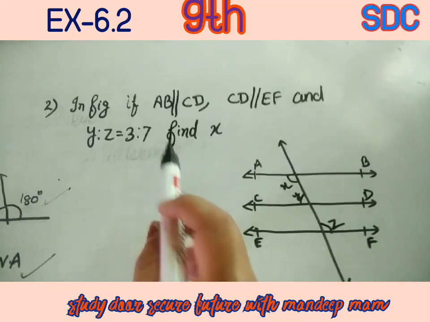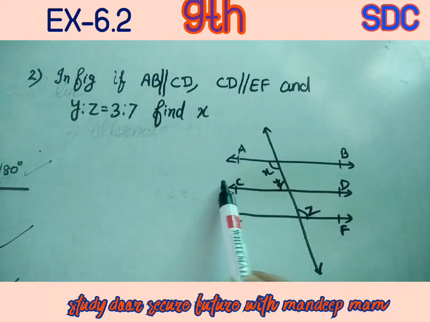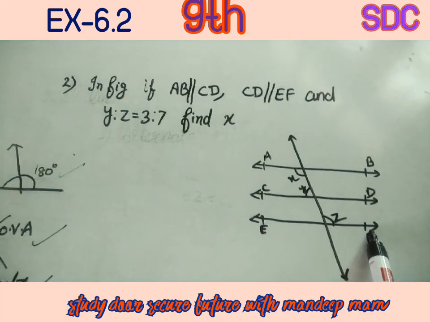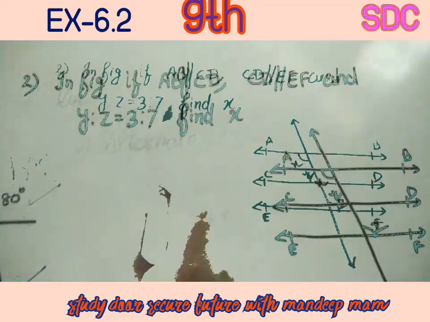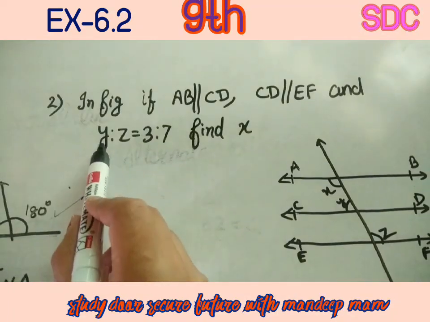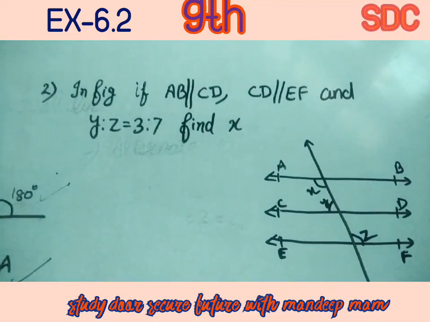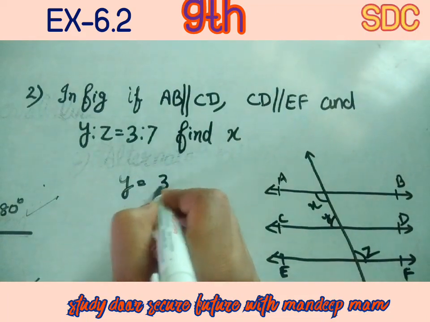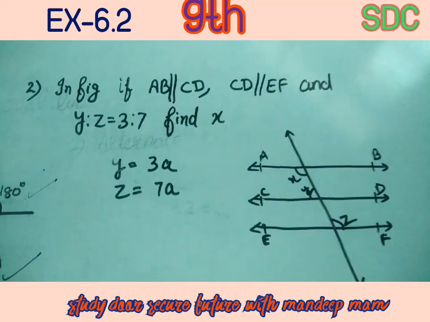Now in sum 2, in the figure, AB is parallel to CD and CD is again parallel to EF, and the ratio of angle Y to angle Z is equal to 3:7. I already told you many times that if the values are in proportion, then we can let it. So we will let angle Y be equal to 3a and angle Z be equal to 7a.